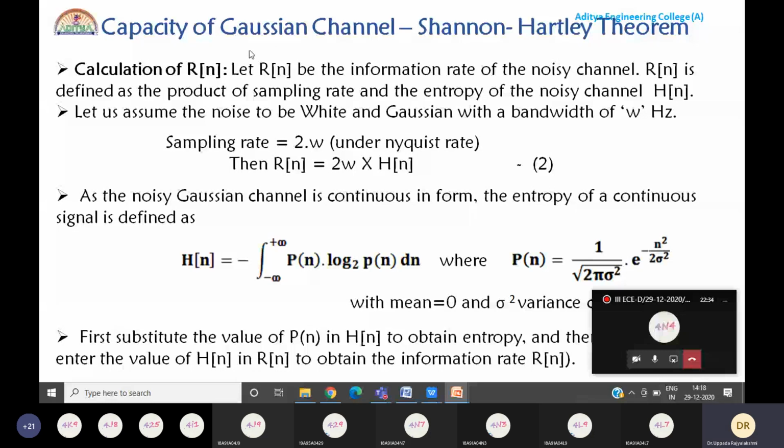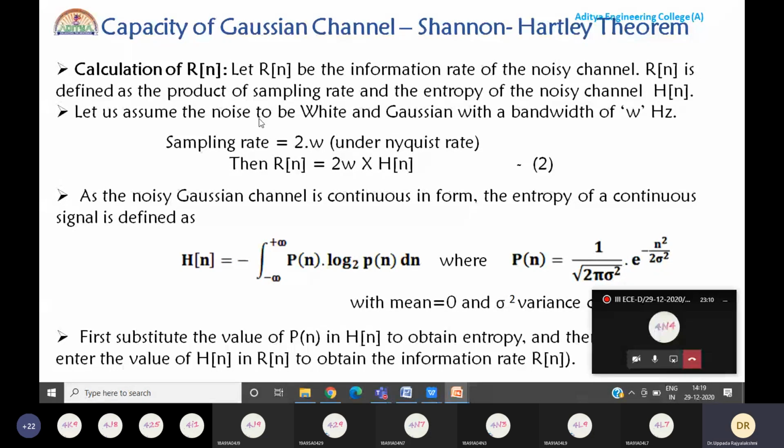So we can define R of n as the product of the sampling rate and the entropy of the noisy channel. We know that R is equal to Fs into H, which we have already defined. So let the entropy of the noisy channel be H of n.